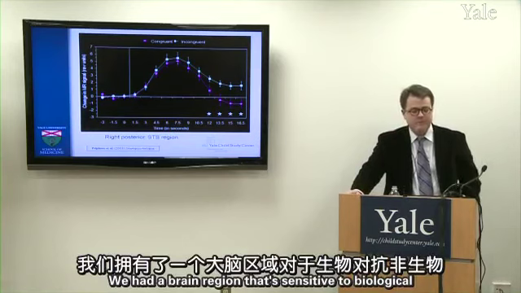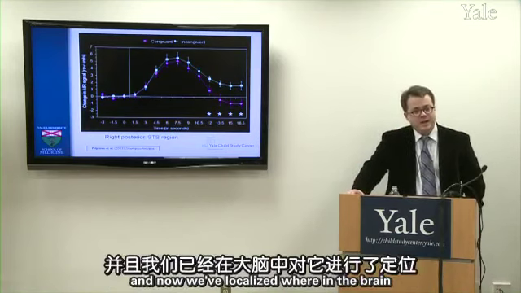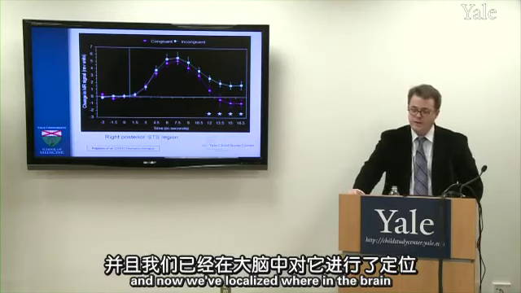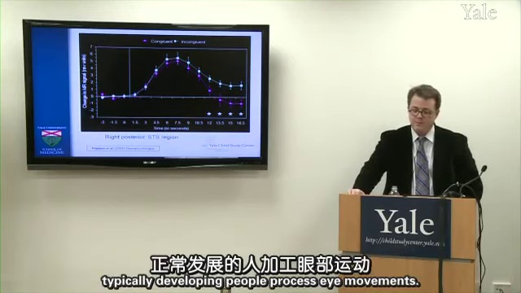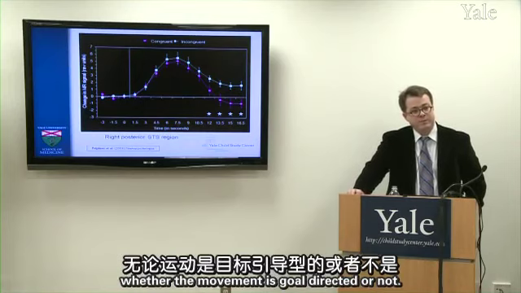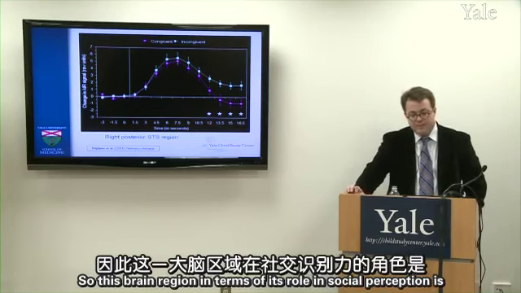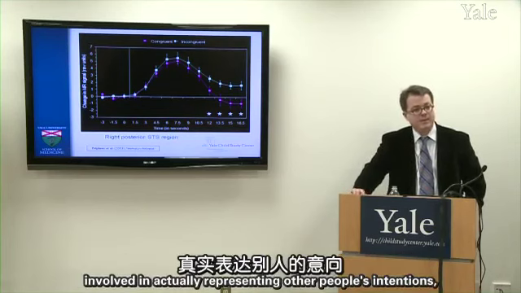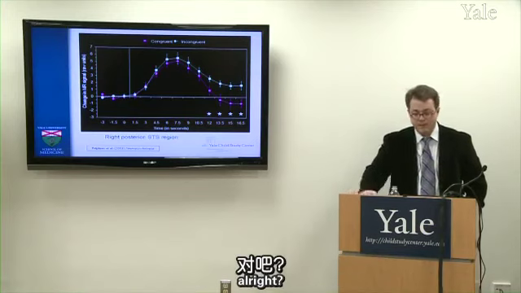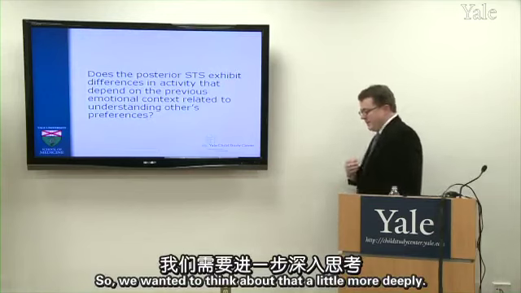We had a brain region that's sensitive to biological versus non-biological motion. And now we've localized where in the brain typically developing people process eye movements. And now we've seen that it matters whether the movement is goal-directed or not. So this brain region, in terms of its role in social perception, is involved in actually representing other people's intentions, right? So we wanted to think about that a little more deeply.